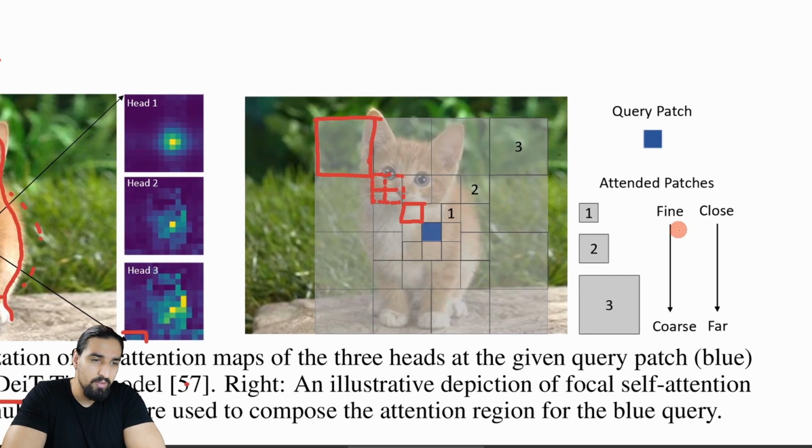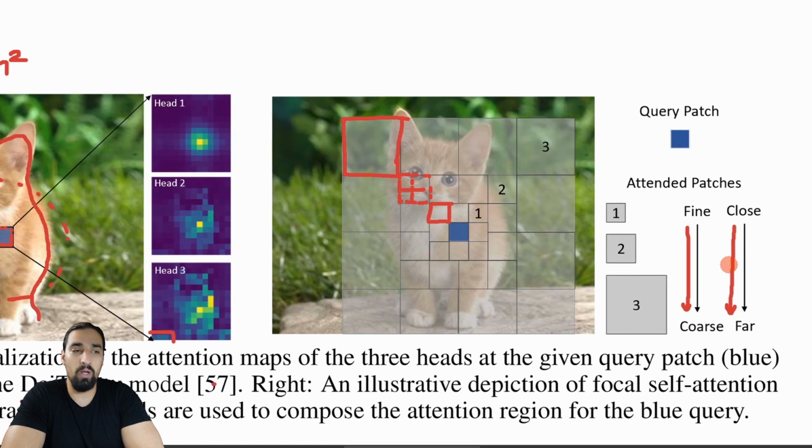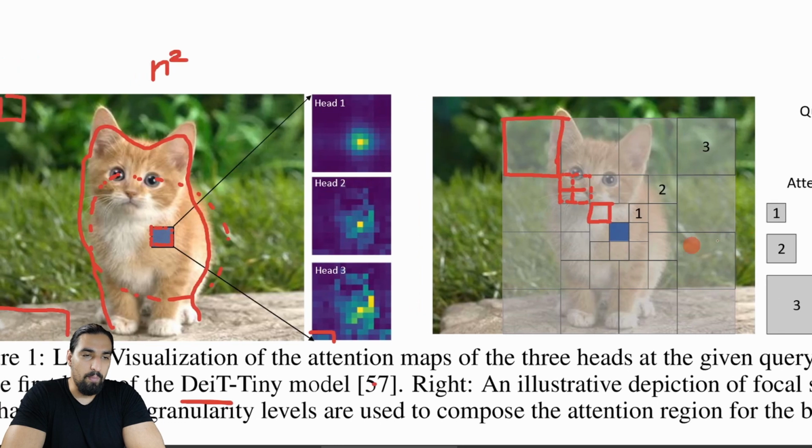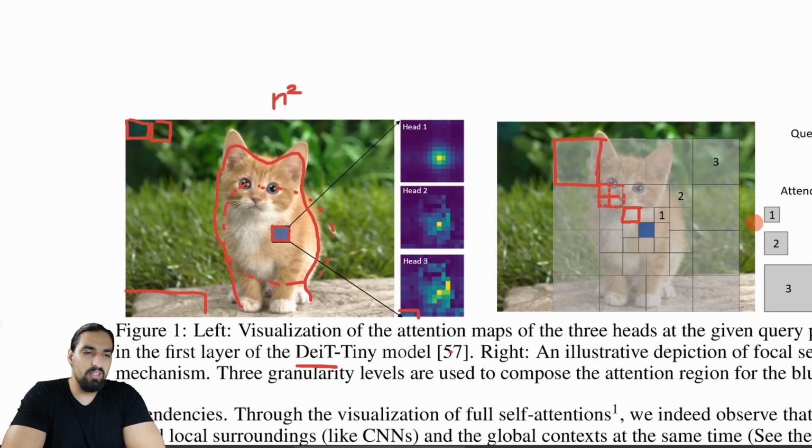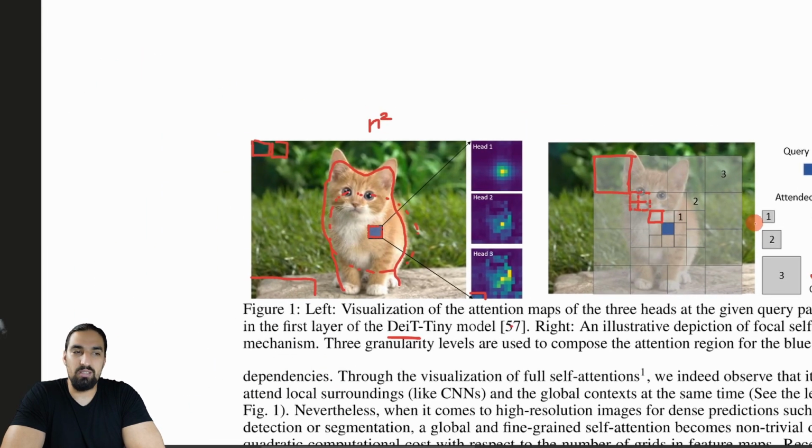As you can see here, we're going from fine to coarse structure as we go from closer patches towards the patches further away from the query patch. Okay, that's pretty much it. Now let's start digging into the nitty-gritty details of how everything works, and let's see some results.